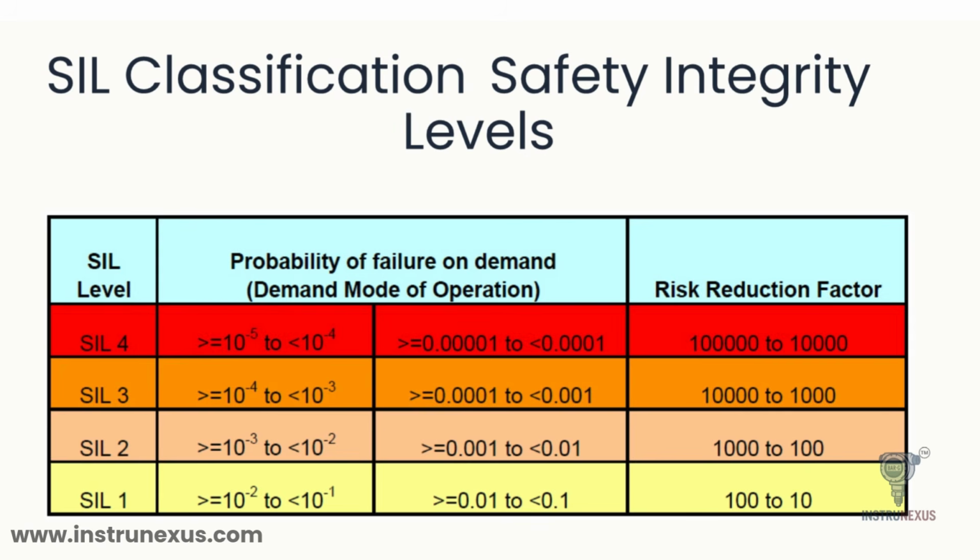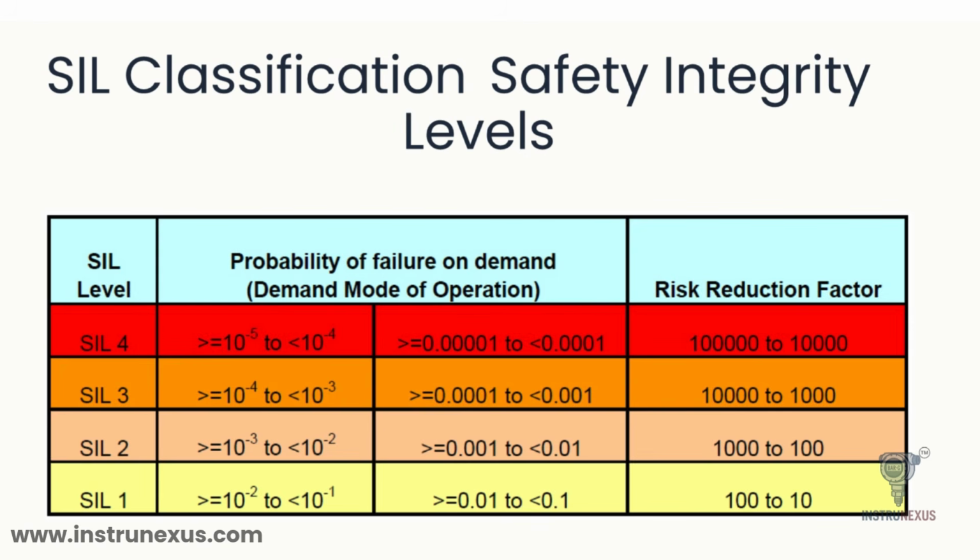The SIL classification table. Let's visualize the SIL classification table shown in our material. There are 4 discrete levels, SIL 1 through SIL 4. SIL 1 is the lowest level. It corresponds to a probability of failure on demand between 0.1 and 0.01. This offers a risk reduction factor of 10 to 100. This is used for lower risk scenarios.